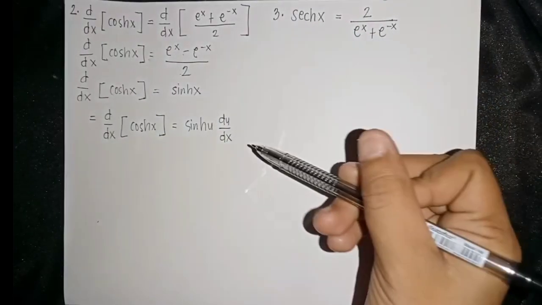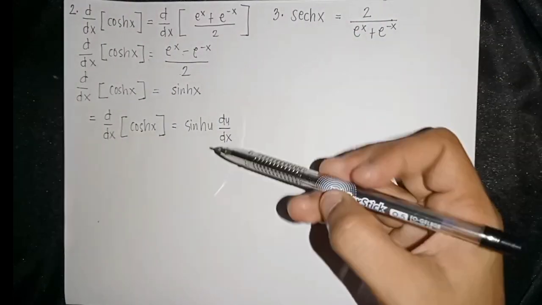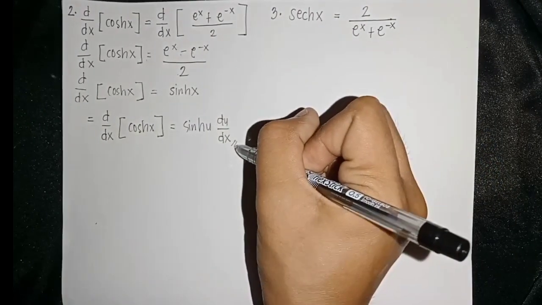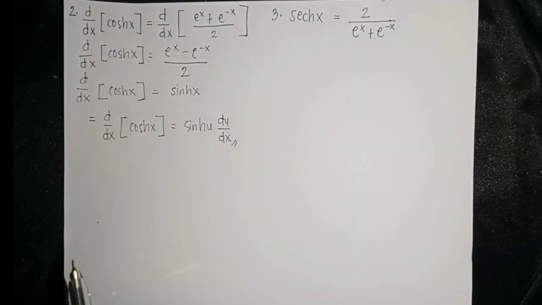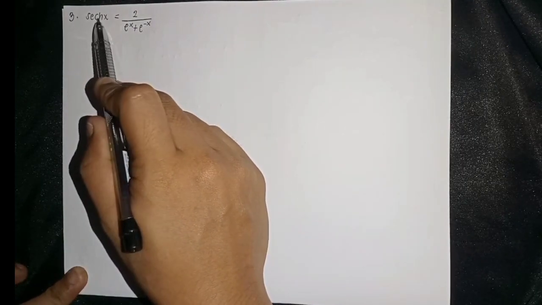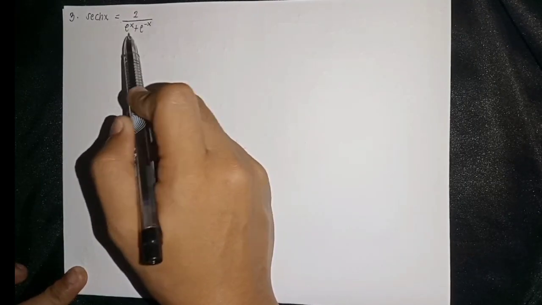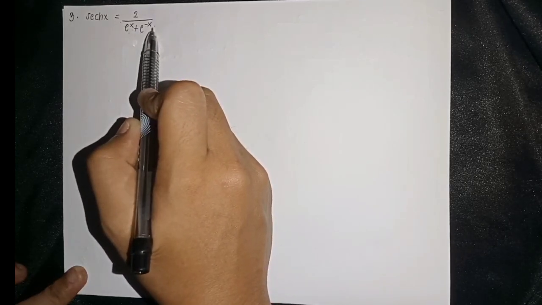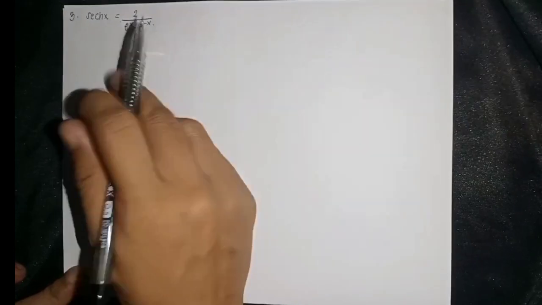In general, the derivative of hyperbolic cosine x with respect to x is equal to hyperbolic sine u times du over dx. The third one is the hyperbolic secant x, which is equal to 2 all over e raised to x plus e raised to negative x. So we're going to rewrite the equation.